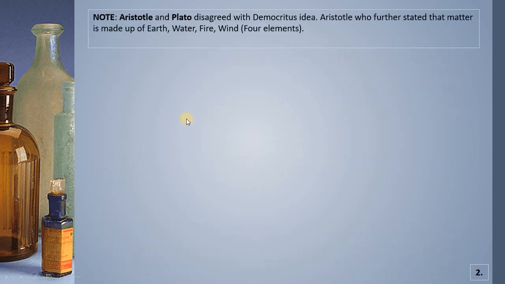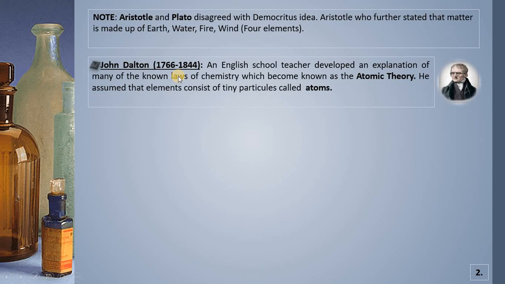When he said that, Aristotle and Plato tended to go against his idea, though Aristotle said that matter is made up of 4 elements, which he termed earth, water, fire, and wind. After a long break, John Dalton came out with his wonderful idea, which we embrace today, which is atomic theory. Atomic theory was given by John Dalton. That is, he was the one that gave the name atomic theory.